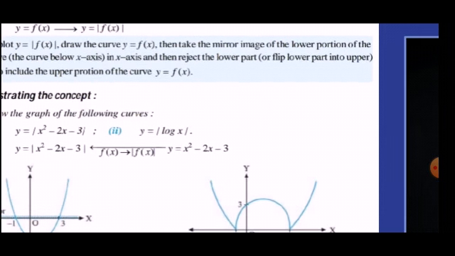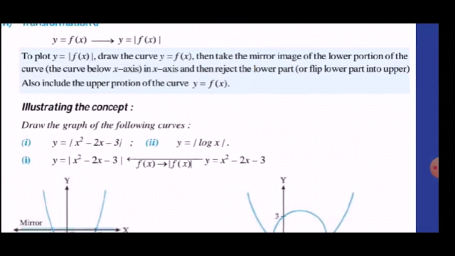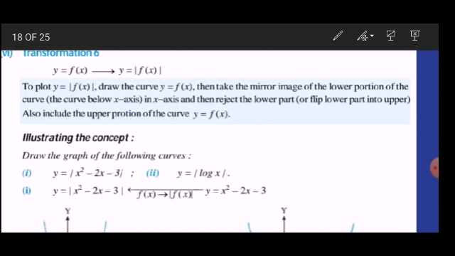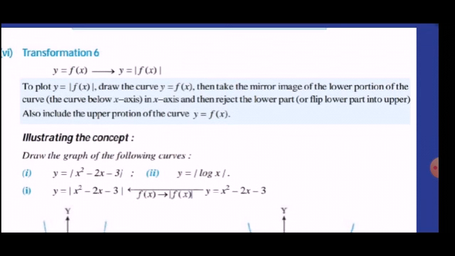So what is transformation 6? Y equal to mod fx. To plot mod fx, draw the curve y equal to fx, then take the mirror image of the lower portion of the curve, the curve below the x-axis, in the x-axis, and reject the lower part or flip the lower part into the upper. Also include the upper portion of the curve y equal to fx. So let's take some examples. Here are the two illustrations we have to do: mod of x square minus 2x minus 3, and then y equal to mod of ln x.